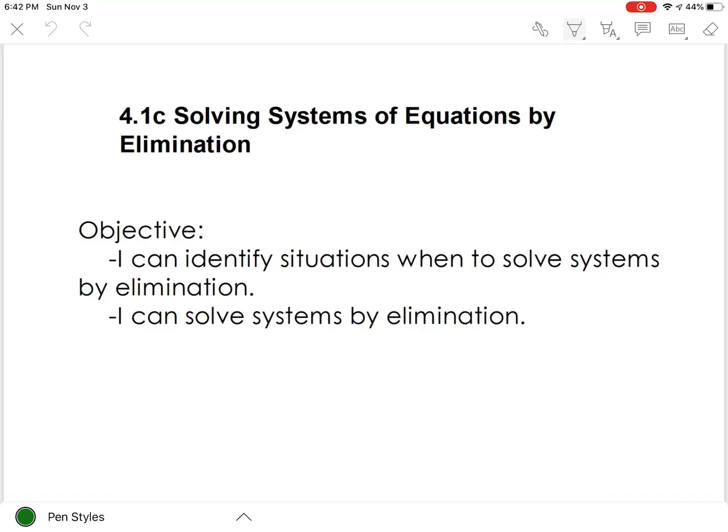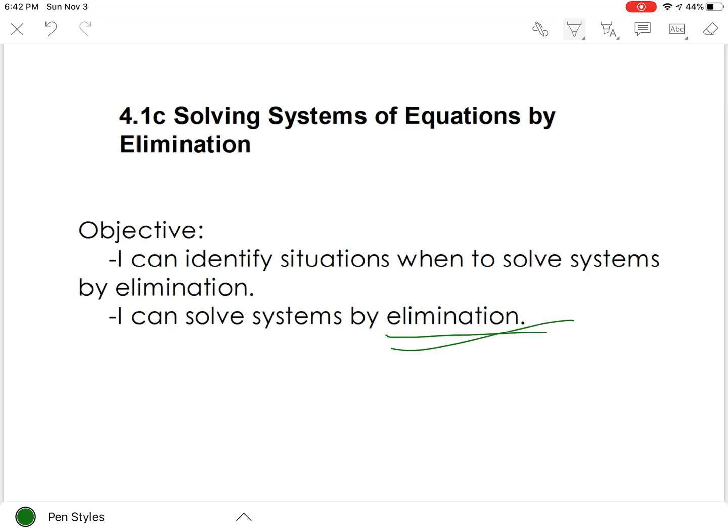4.1c is on solving systems of equations by elimination. So we've already solved using graphing and substitution. So today we're going to talk about this third method, elimination. Elimination kind of sounds like eliminate, right? So when you are solving using elimination, something should be eliminated, right?